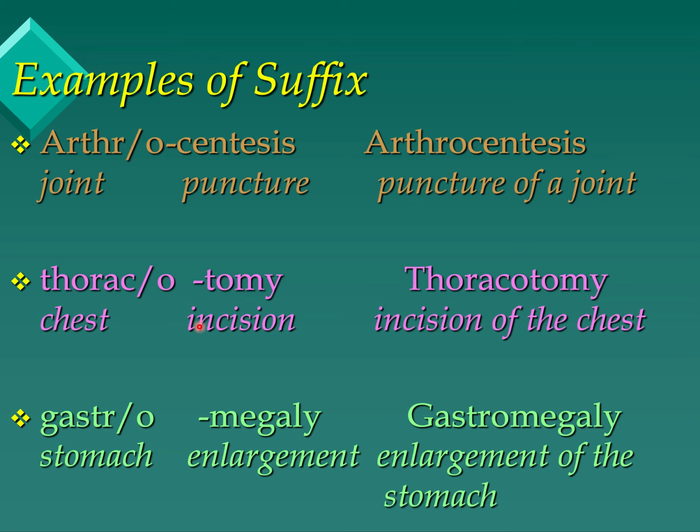Thorax is the chest, and -tomy is incision. When we want to say incision of the chest, we use the term thoracotomy. When a thoracic surgeon wants to perform a procedure or an operation called thoracotomy, this comes from thorax with -tomy, but we have to add O again because T is a consonant. Gastromegaly. Gastr means stomach, megaly means enlargement, just like mega. And the term becomes gastromegaly. We have to put O here because M is a consonant.